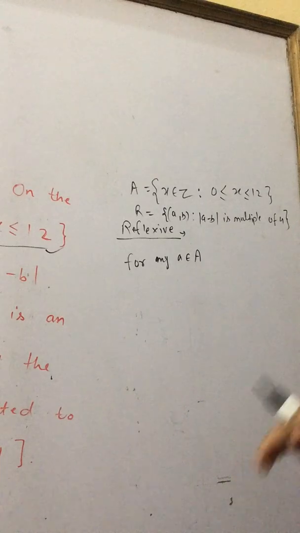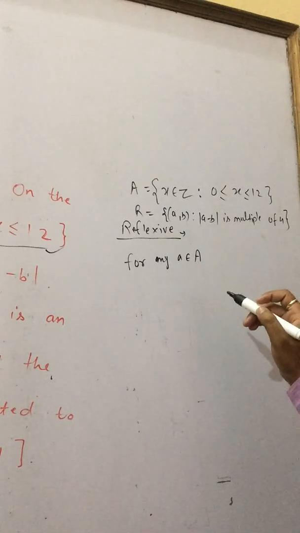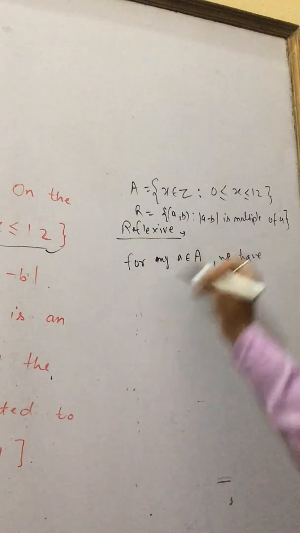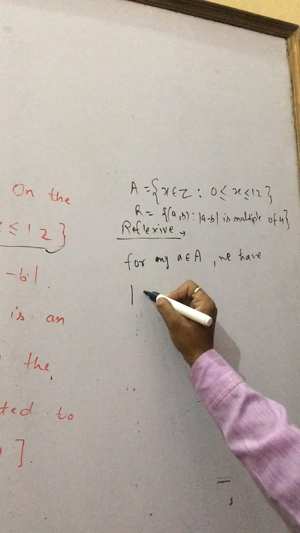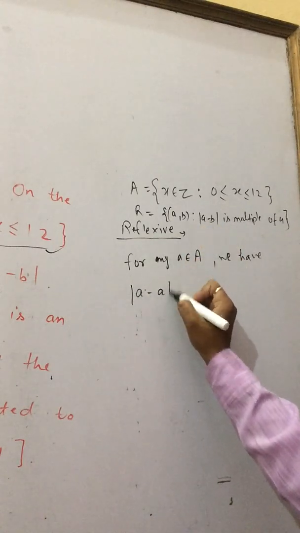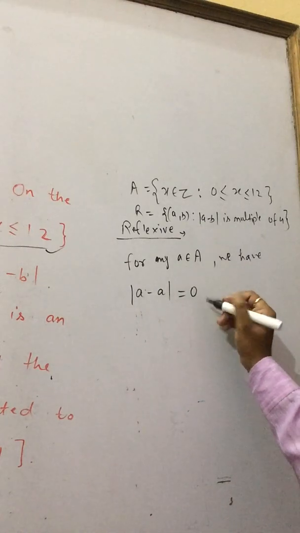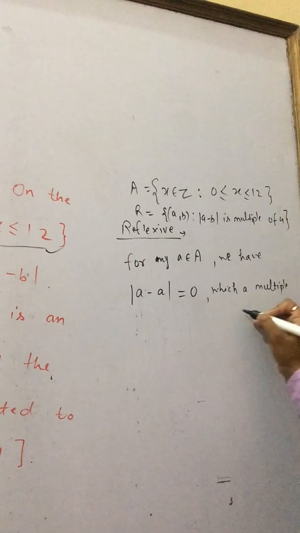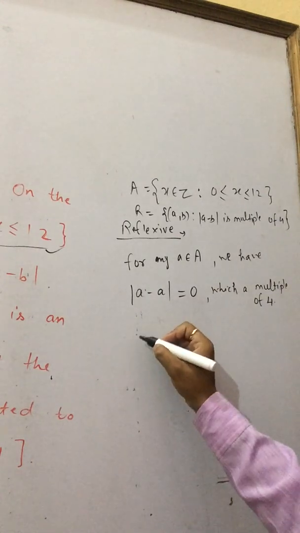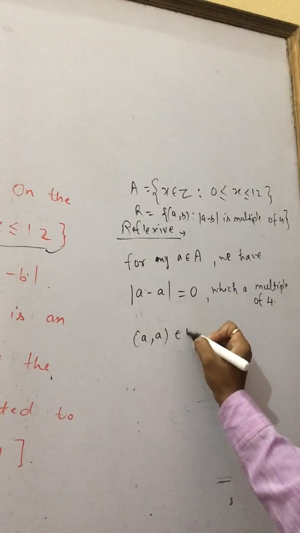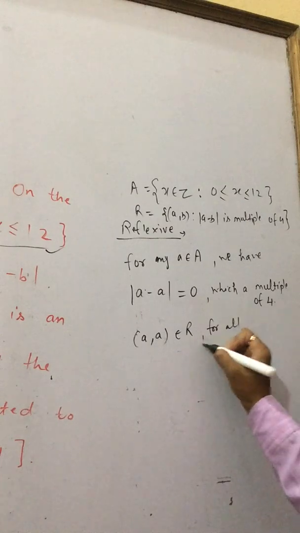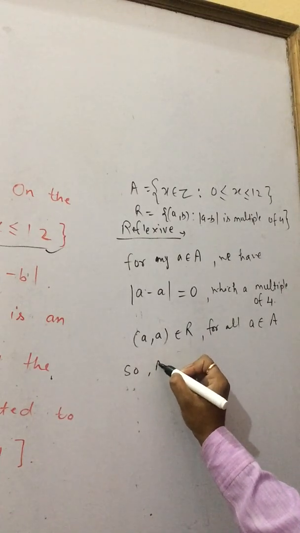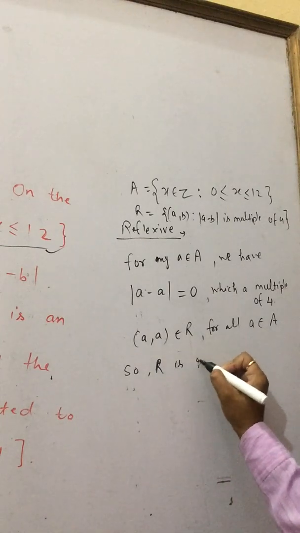So how would you approach this question? We write here, for any a belongs to A, we have mod of a minus a, what would it be? It would be 0. And what can you say about this? Which is a multiple of 4. So in this case you can say that (a, a) belongs to R for all a belongs to A. So R is reflexive.